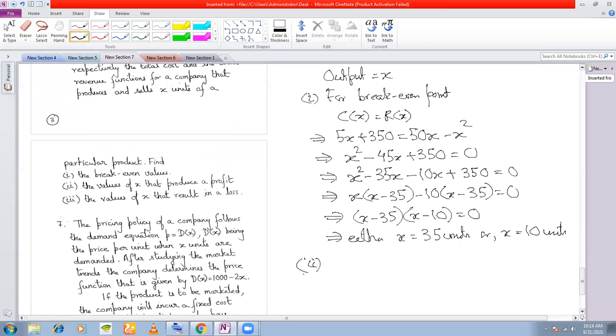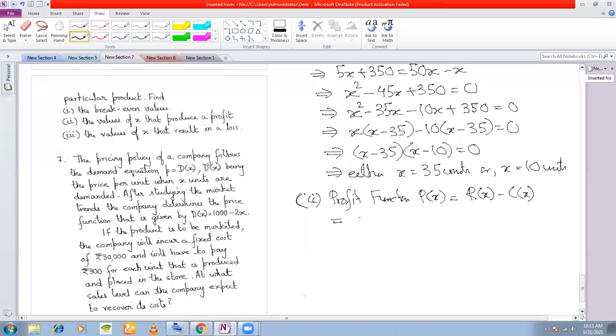Second question is the values of x that produce a profit. Now, which values of x will produce a profit? First of all, you will have to find out the profit function. Px is Rx minus Cx, revenue minus cost. Put the values: 50x minus x square minus 5x plus 350. Simplify this.